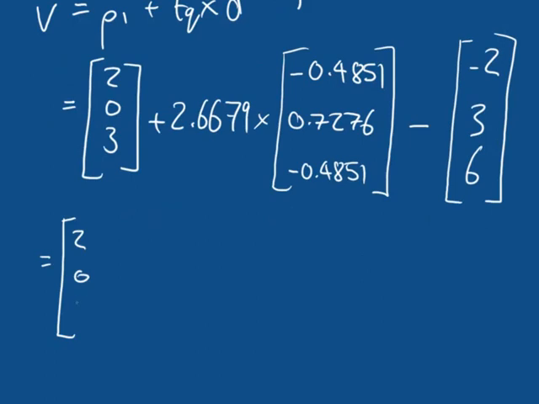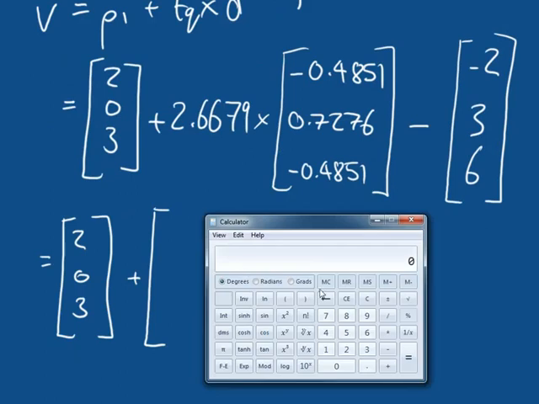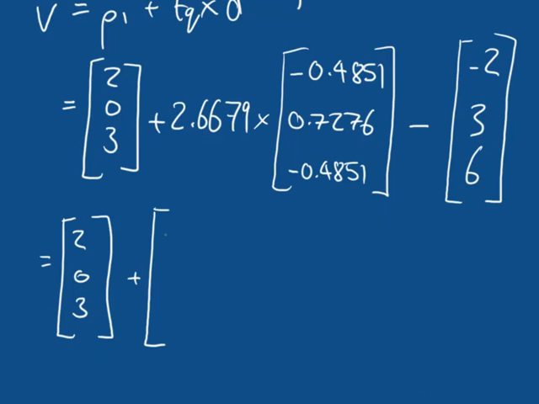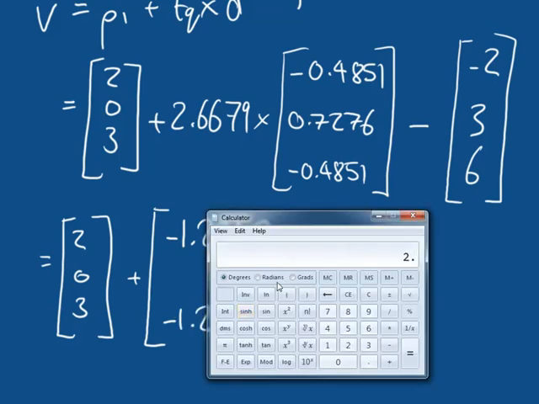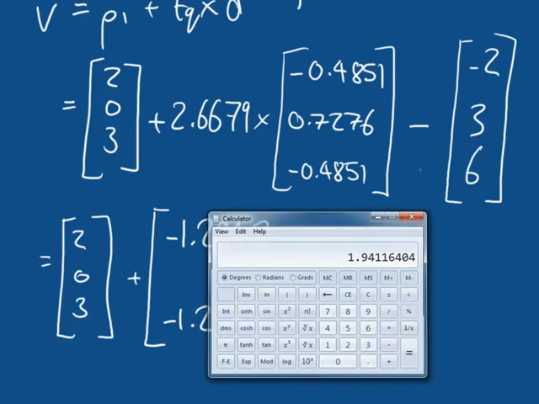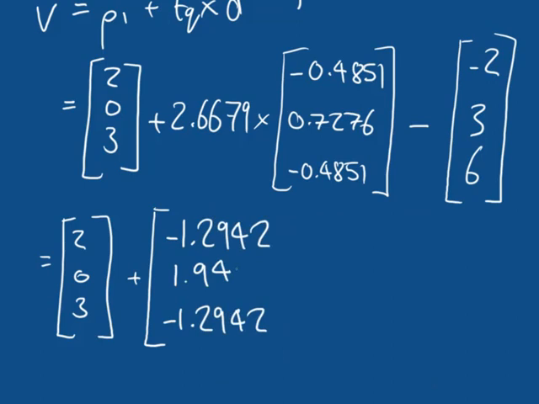So that's equal to 2, 0, 3 plus, now I'm going to use a calculator to work these out, and I am going to have to simplify our values. If I take 2.6679 and multiply that by minus 0.4851, that gives me minus 1.294, and I could round that to minus 1.2942, which is going to be the same for z as well, so minus 1.2942, and 2.6679 multiplied by 0.7276 is 1.9412, if I round that to 4 decimal places.